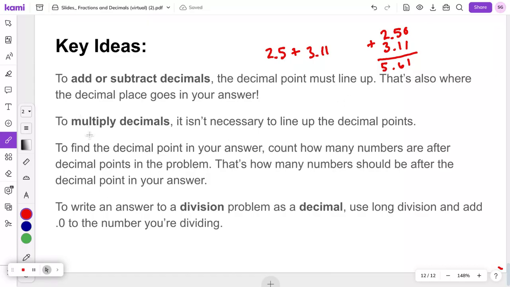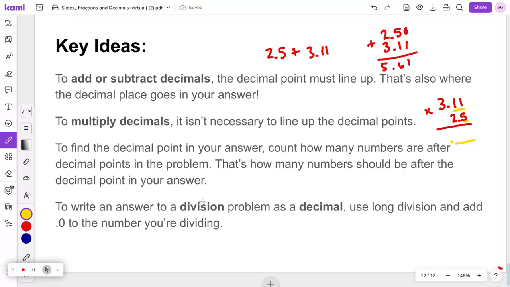When you are multiplying decimals, it is not necessary to line up those decimal points. So for example, if I took those same 2 numbers, that 2.5, it's okay if it goes over there. But what is important when you're multiplying decimals is you have to count. So here, 1, 2, 3 numbers after my decimal point, and that's how many numbers should be after the decimal point in your answer. So that multiplication would take me a little longer, but I do know that there would be 3 numbers after the decimal point in my answer.